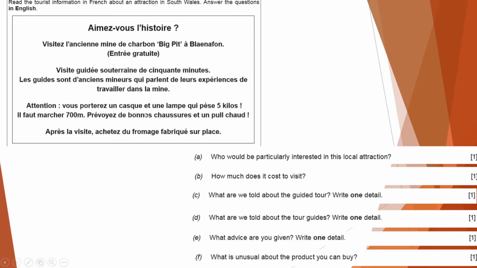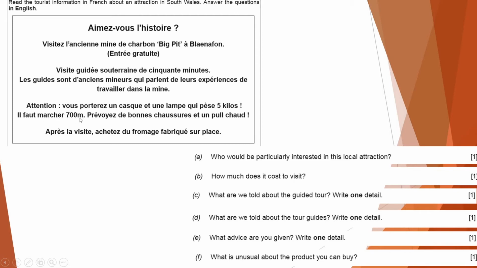So let's find some things I recognise. So something about the lamp, and then 5 kilos. What's that got to do with the lamp? See if you can work that out. And that could be the detail you choose. Or maybe you know the verb marcher, so you know that's the detail.